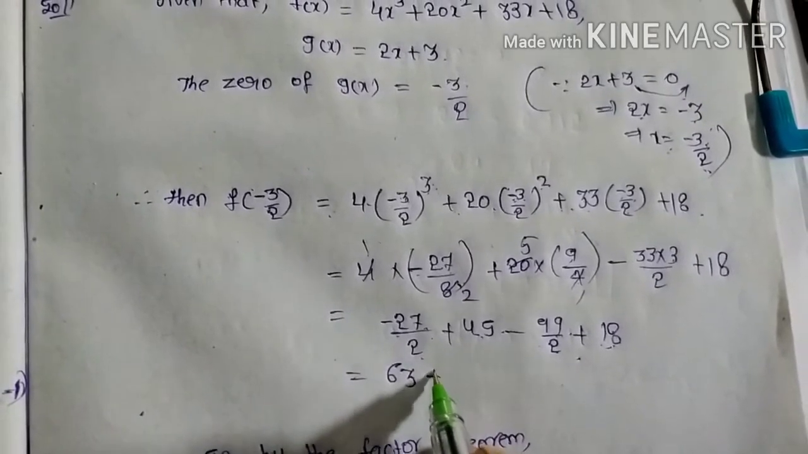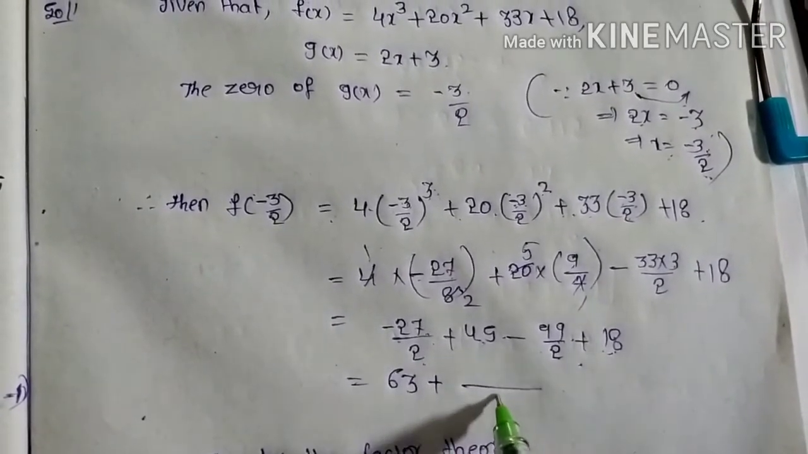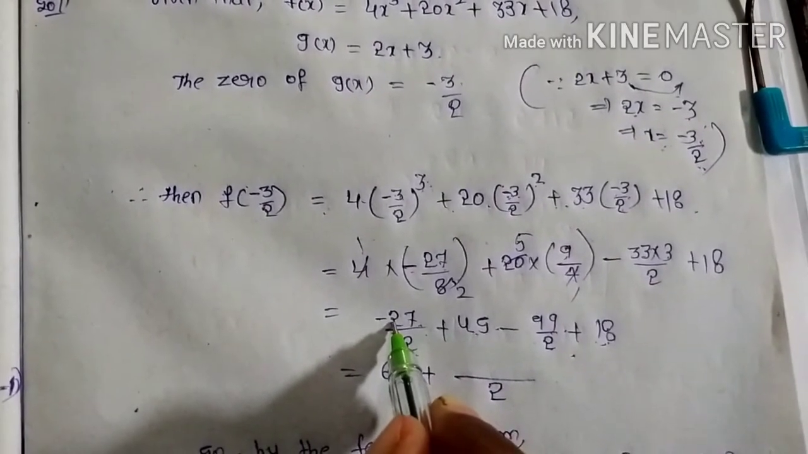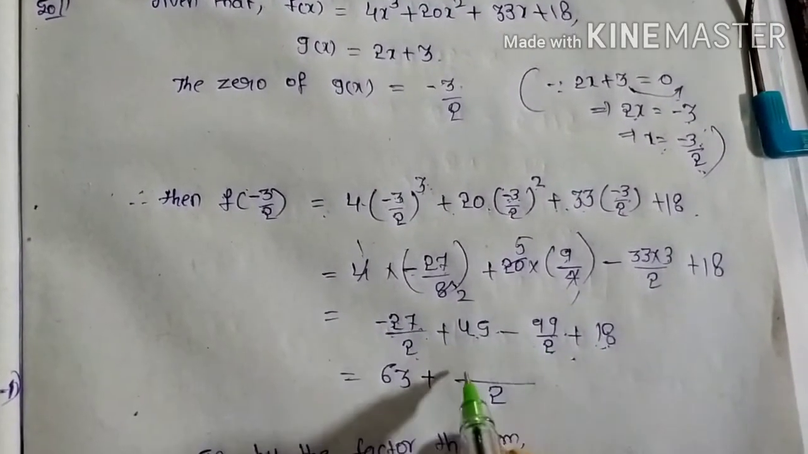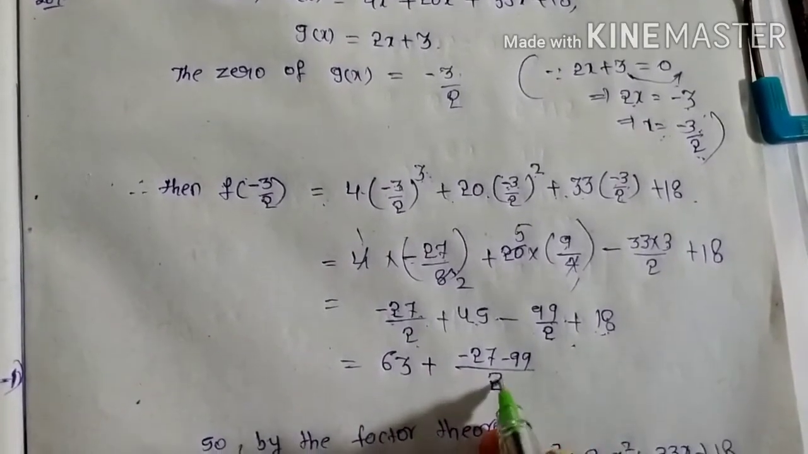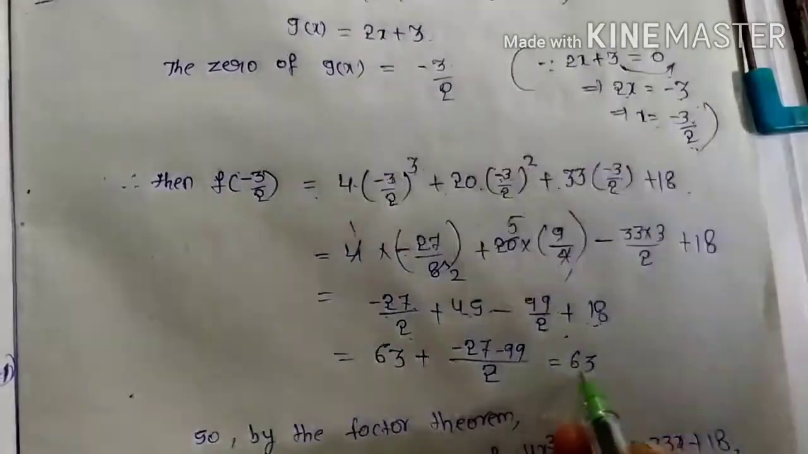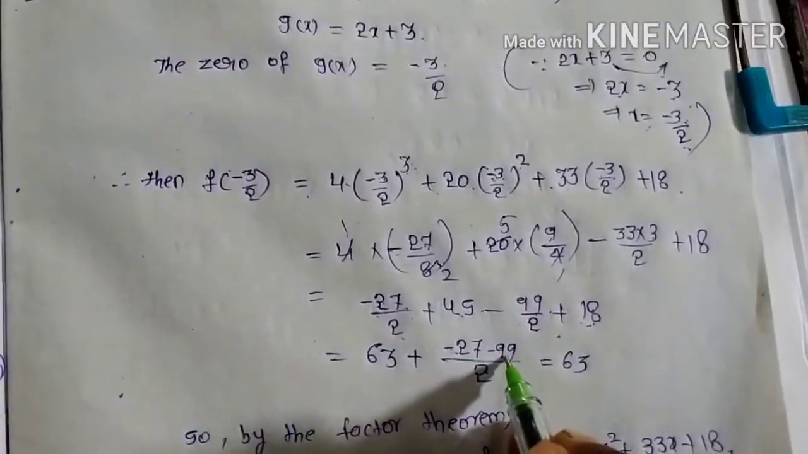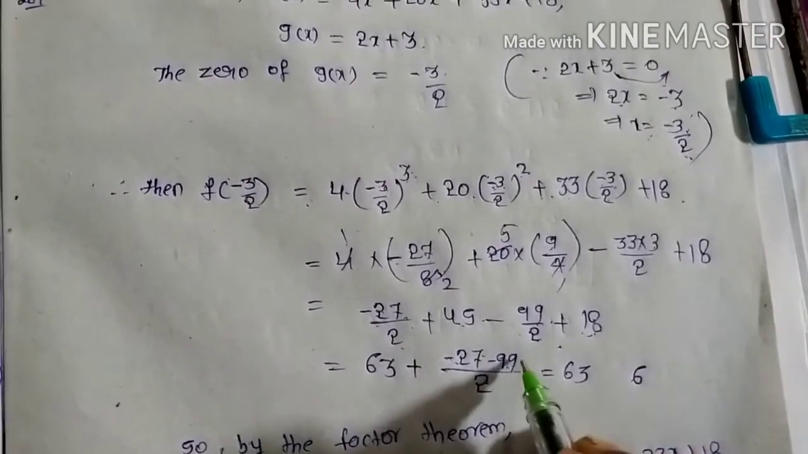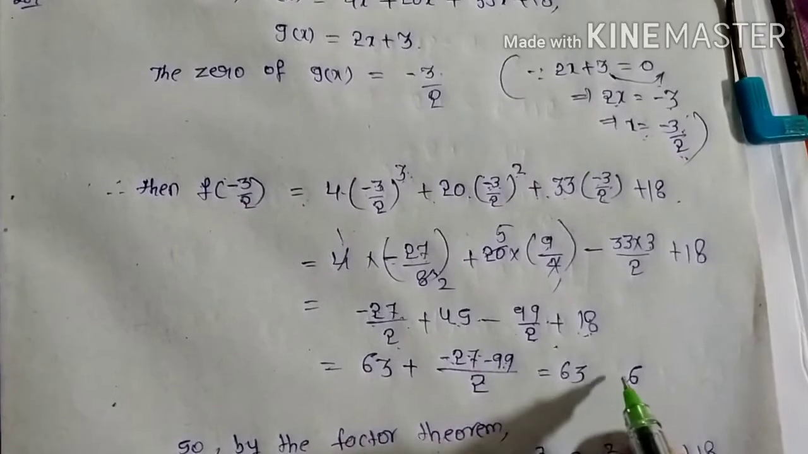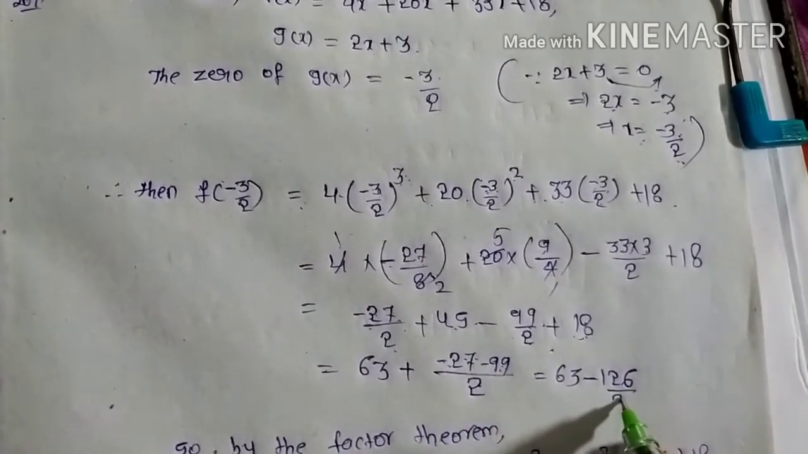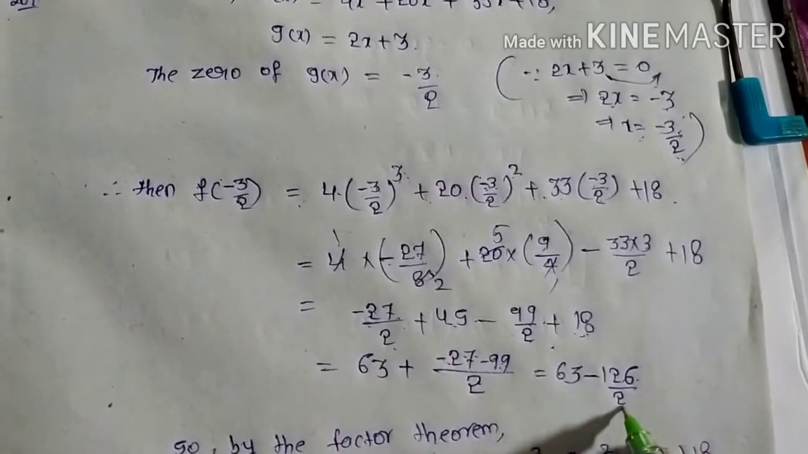the remainder? That means here the denominator is 2. You can add like fractions directly. That means here minus 27 minus 99, you can write minus 27 minus 99 by 2, and here 63. How much will you get for minus 27 minus 99? 9 plus 7 is 16, here 10, 10 plus 2 is 12. That means minus 126 by 2. Yes or no? 63 minus 126 by 2.